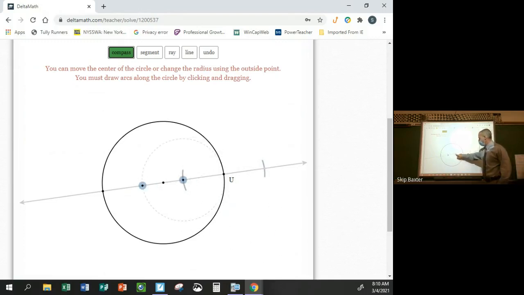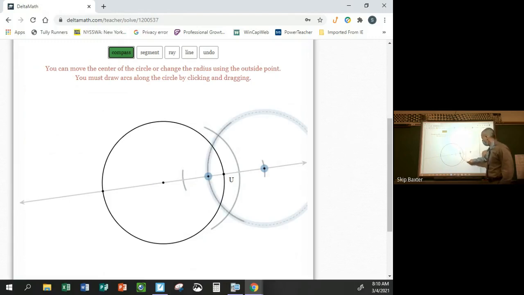And then I'm going to put the point of my compass at one endpoint, open the compass more than halfway, this way, more than halfway, make an arc. Keep the compass the same radius, move it over to the other side, and make an arc. And you can see I have everything I need now. I just need to finish it off.